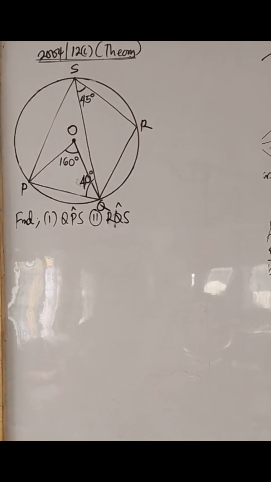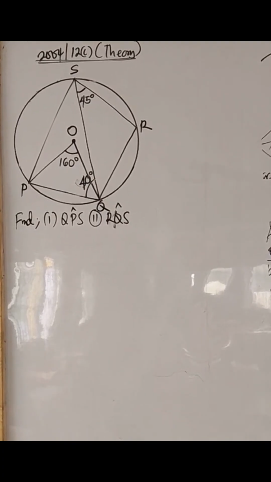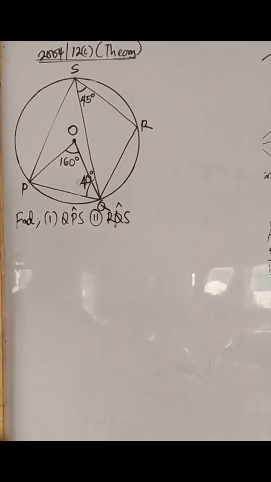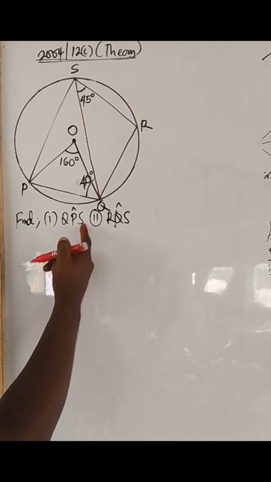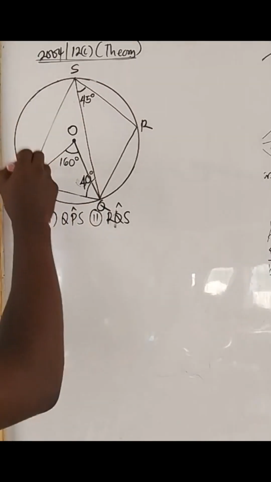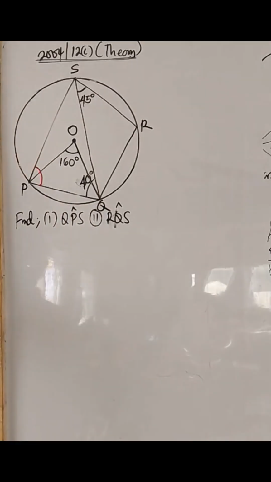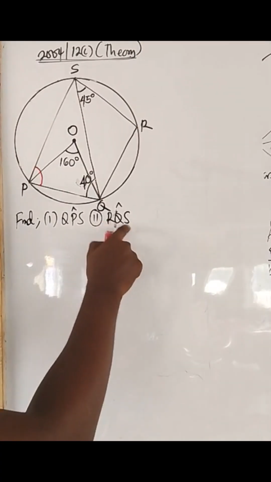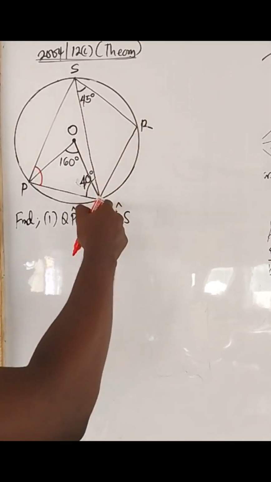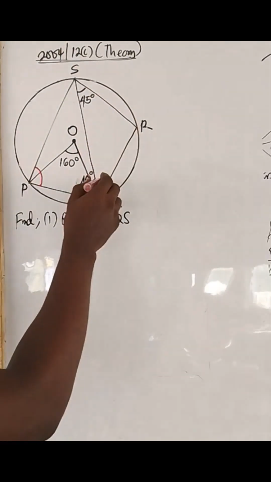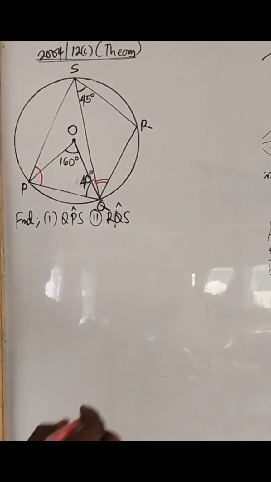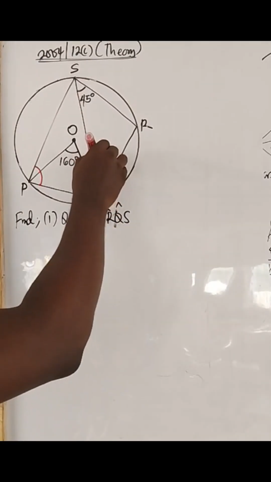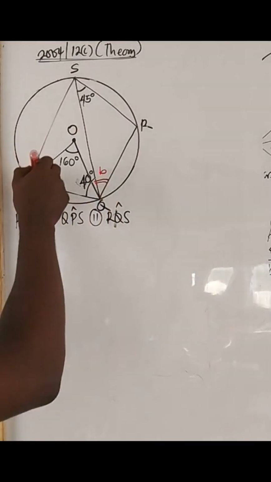The last question for this segment is from 2004 theory 12c. So we are told to find angle QPS, and angle RQS. Let this RQS be B, and let the whole of this be A.